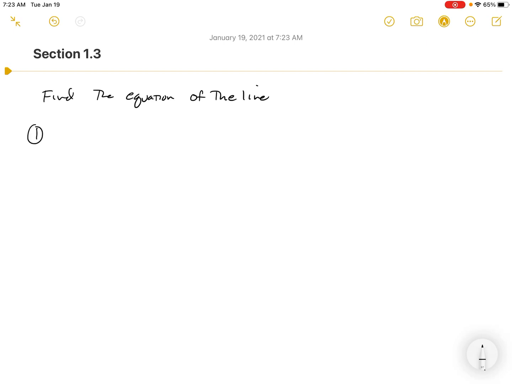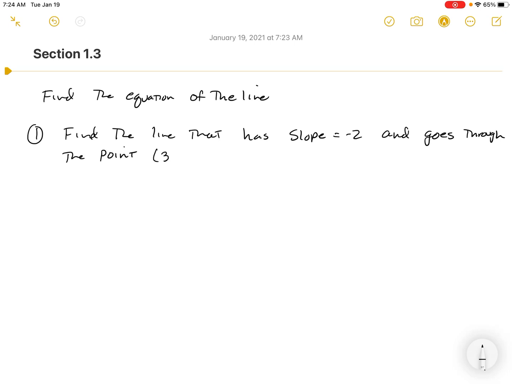The first questions are going to say, hey, find the line that has a slope equaling -2 and passes through the point (3, -1). What we're hoping is that you already have a technique that you're going to use. The most common technique that I've seen is for individuals to go through y minus y1 is equal to slope times x minus x1.